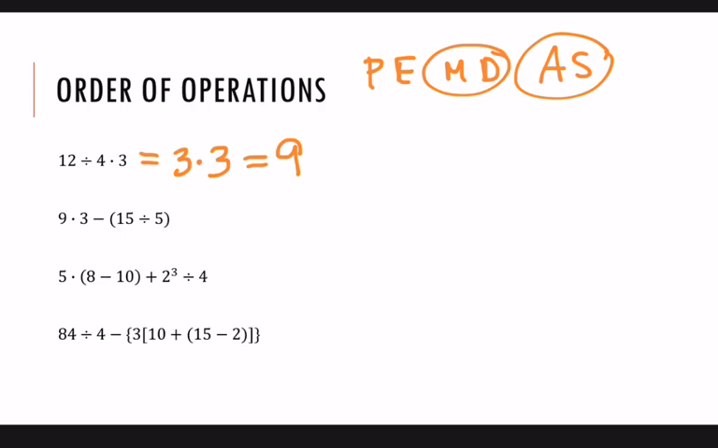All right, next one. Parentheses first. 15 divided by 5 is 3. Then do multiplication, 27, that's the 9 times 3, and then do subtraction. Okay, next one, parentheses first. So 5 times 8 minus 10 is negative 2.